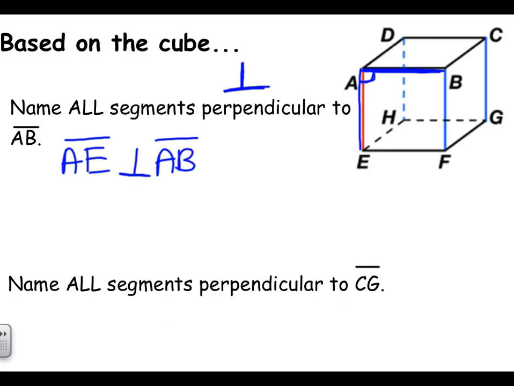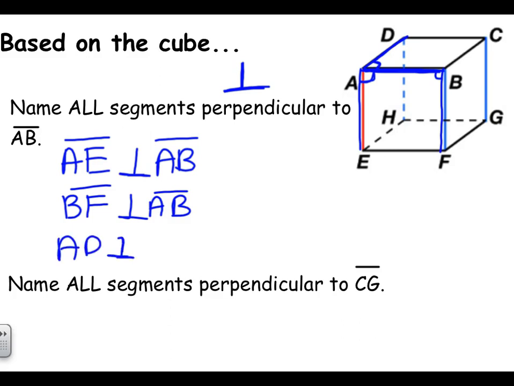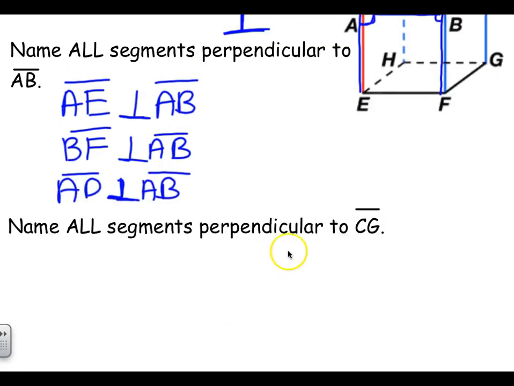I also have BF. That'd be perpendicular. So BF would be perpendicular to AB. And the last one, AD, that'd also be perpendicular. Okay, so those would be the three line segments that would be perpendicular. So why don't you go ahead and tell me the line segments that would be perpendicular to CG. Press pause, try it on your own.